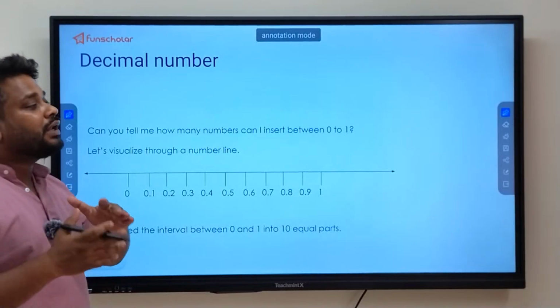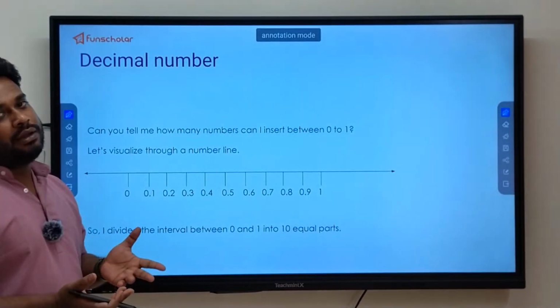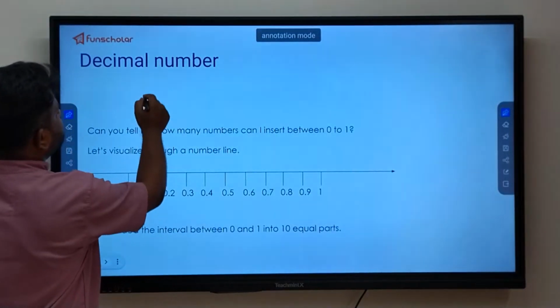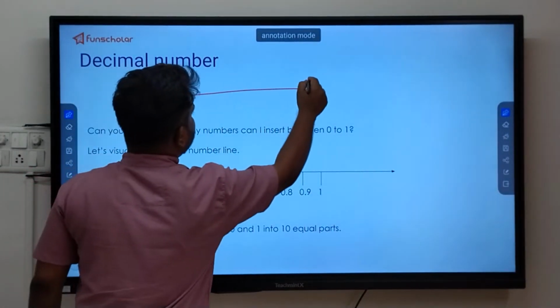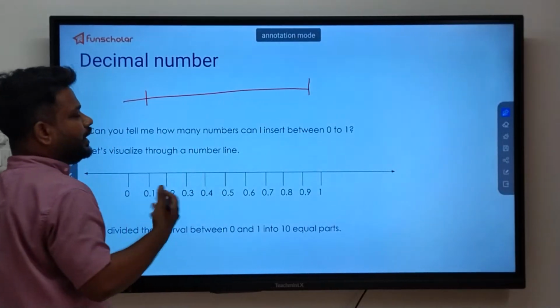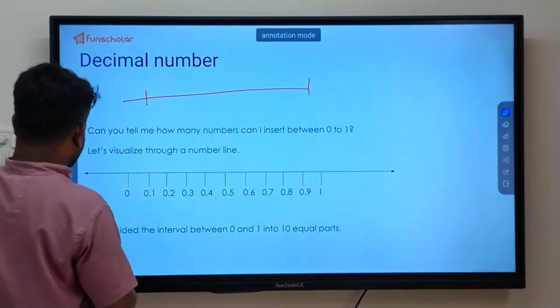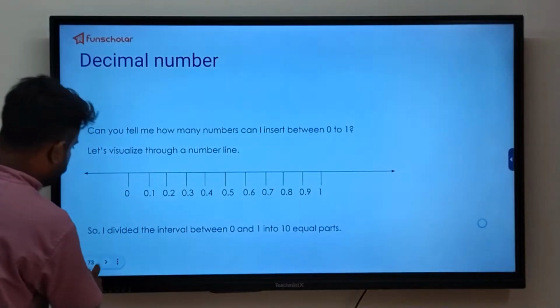If you are thinking there is 1 number, there will be 1. If you are thinking there are 10 numbers, there will be 10. What you have to do is just separate this part into 10, 20, 25, whatever you like. Okay, let's go to the next one.